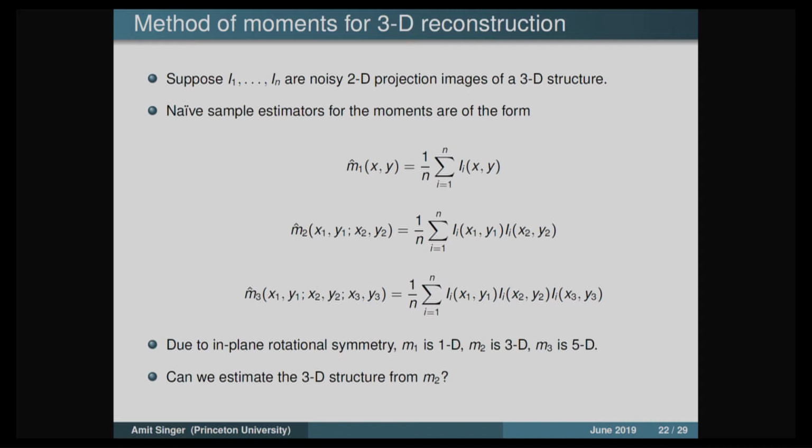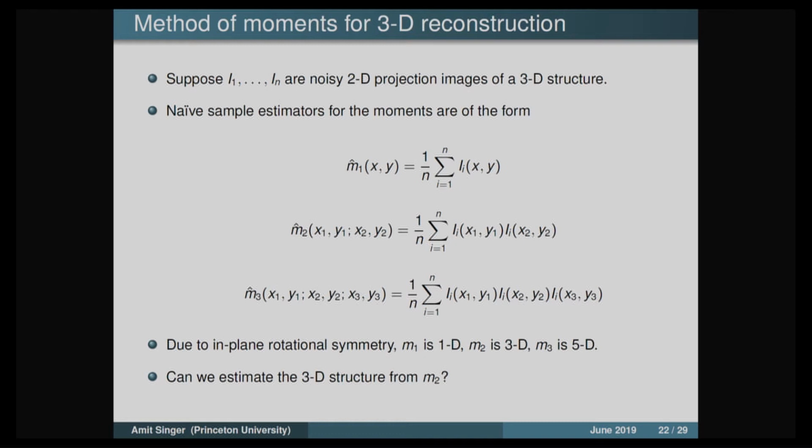It's an image, okay? But really, because every image can appear in all possible in-plane rotations, we're going to get a radially symmetric image. We're integrating over all possible in-plane rotations, so this is just a one-dimensional object. And then you look at the second order moment. This should be, in principle, a four-dimensional array, but it's really a three-dimensional array, again because of this in-plane rotational symmetry.